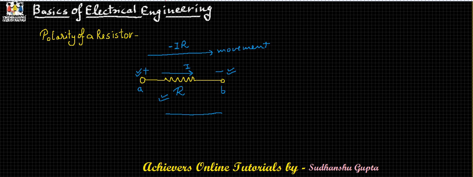Whereas if we are moving opposite to the direction of current, then we are moving from a lower potential point to a higher potential point. So there is a rise, and this rise is equal to I into R. This is taken as positive because it is a rise, and this should be taken as negative because it is a fall.